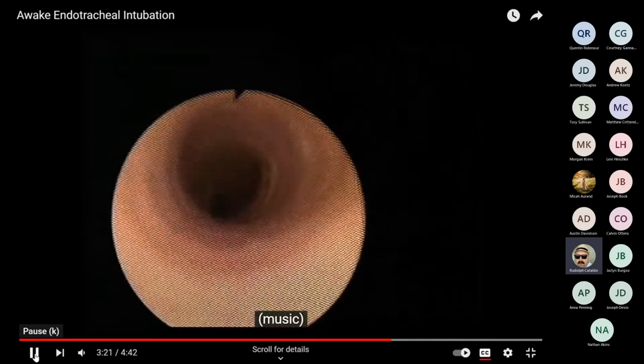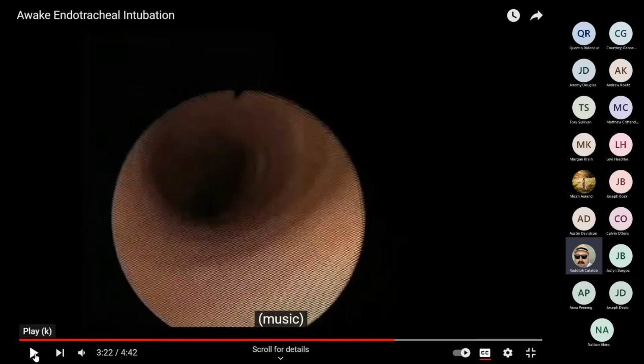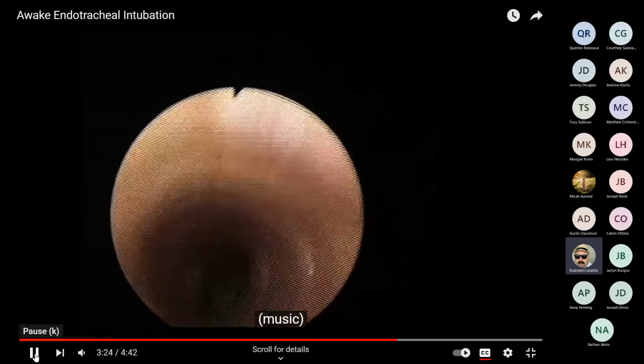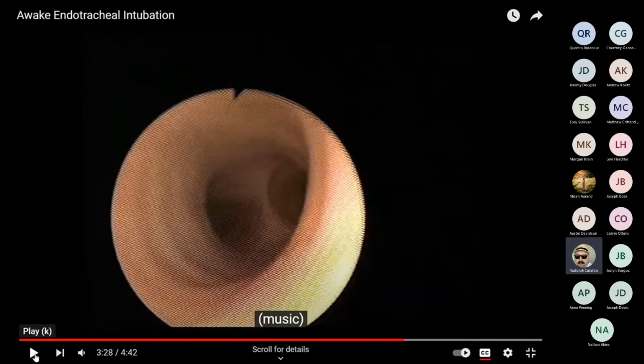So he went past the vocal cords, and now we're traveling down the trachea. You can see the rings of the trachea as we go down. And you can see right there that carina where we branch off into our right and left lungs. You can see the left side is curved more as to where the right side is literally a straight shot down.